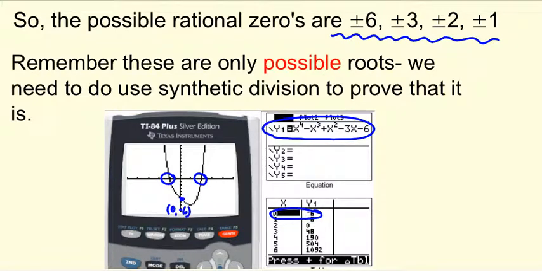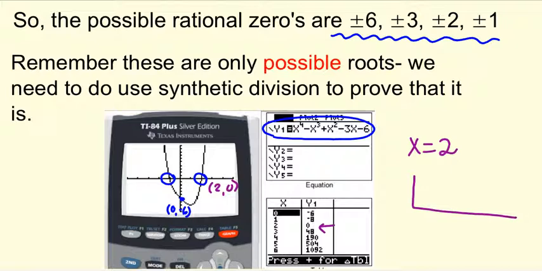Then there's some more points here. I have an x-intercept at 2, 0. So this is 2, 0. So what we could do is start off using synthetic division with x equaling 2 and synthetically divide it out and see if it works out.